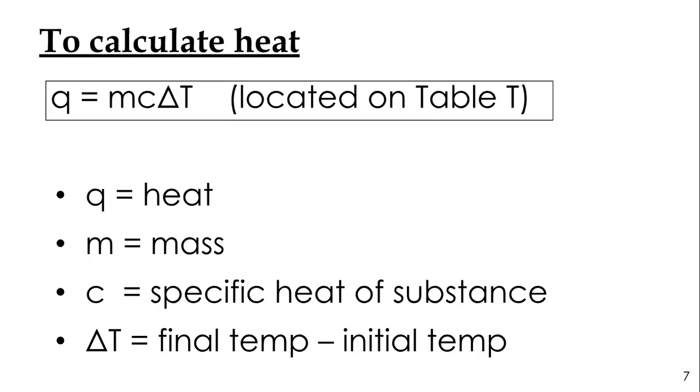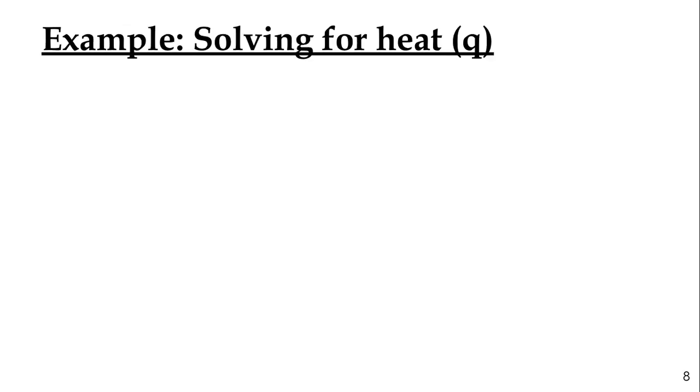So to calculate heat, we're going to use Q is equal to mc delta T, which is located on table T. Q is equal to the heat, m is equal to the mass, c is equal to the specific heat of the substance, and delta T is the final temperature minus the initial temperature.